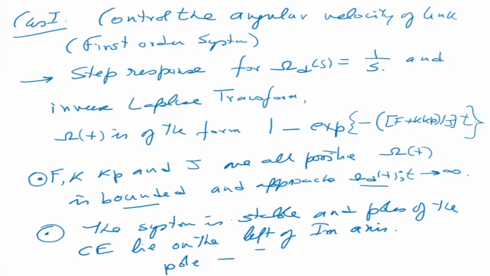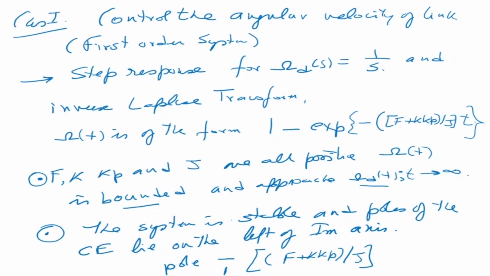The pole is at minus (f plus KKp) divided by J. A pole with a negative value is on the left of your j omega axis. This is a proof that the system is stable and the system is going towards the desired input as time goes to infinity. So this is case 1.